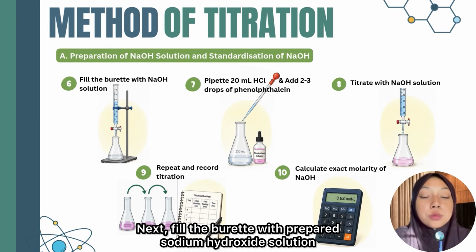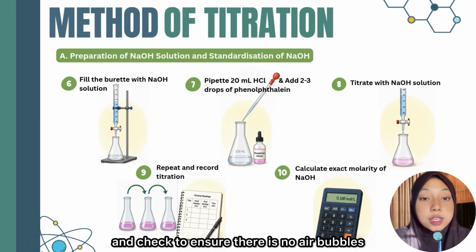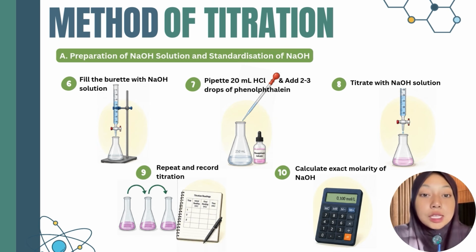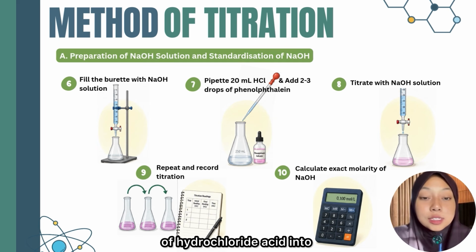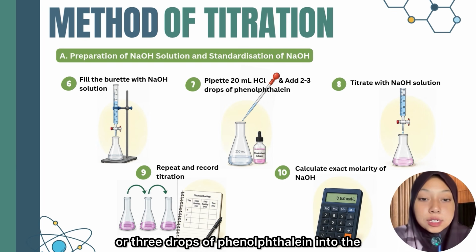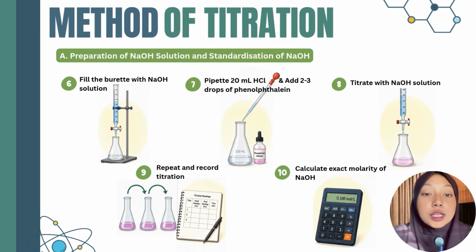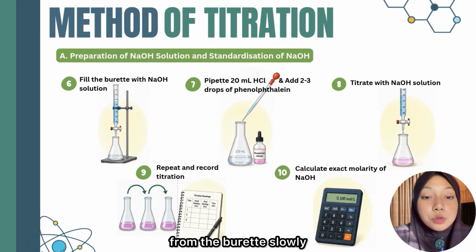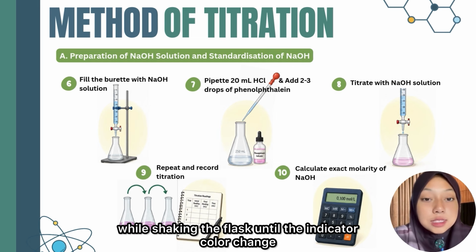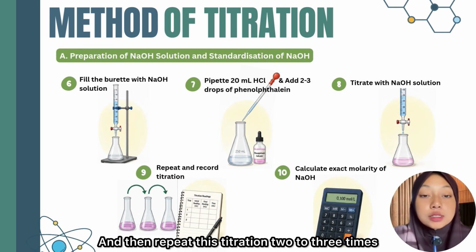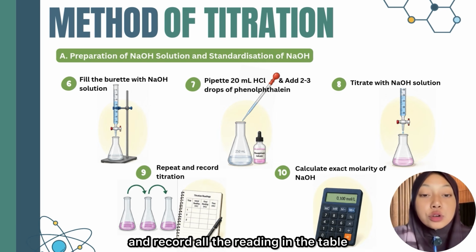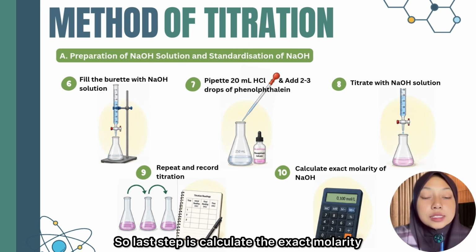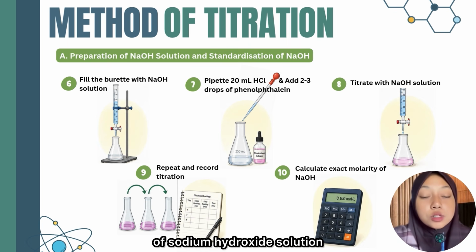Next, fill the burette with the prepared sodium hydroxide solution and check to ensure there are no air bubbles. And then pipette 20 ml of 0.1 molar hydrochloric acid into a 250 ml conical flask, and then add 2 or 3 drops of phenolphthalein into the conical flask as indicator. And then titrate the hydrochloric acid in the conical flask with the sodium hydroxide from the burette slowly while shaking the flask until the indicator color changes. And then repeat this titration 2 to 3 times and record all the readings in the table. So the last step is to calculate the exact molarity of the sodium hydroxide solution.